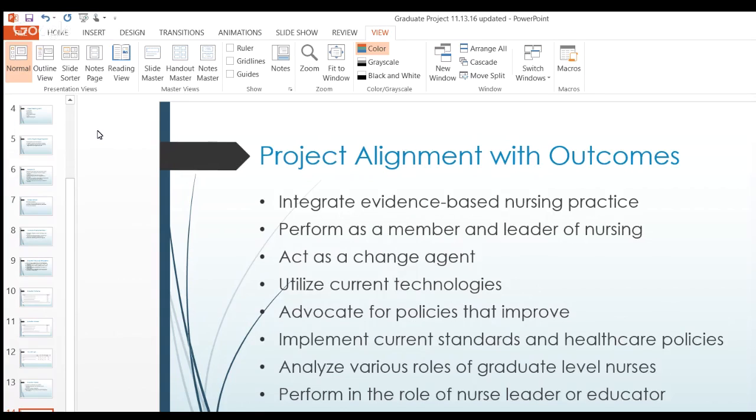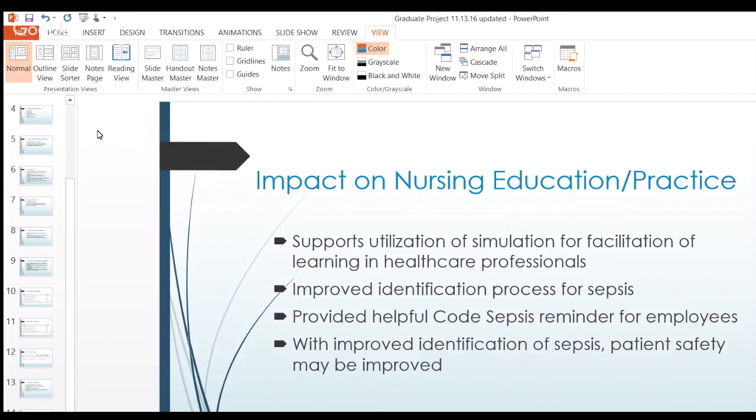I was also afforded numerous opportunities to perform in the role of an educator, creating, programming, facilitating, and collaborating with other simulation educators with a focus of education for the students. When we look at the impact of this project on nursing education and practice, it is felt that it will actually impact and did impact both.